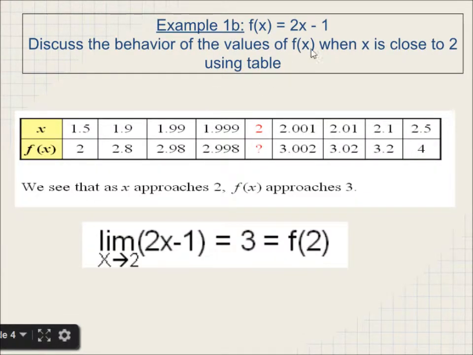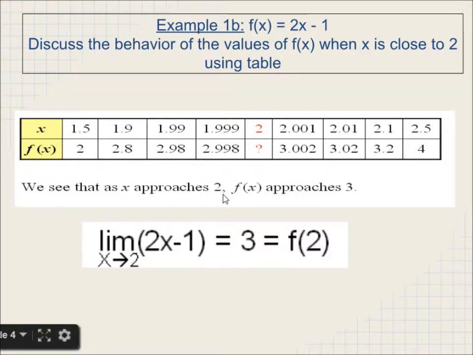Discuss the behavior of the values of f(x) when x is close to 2 using a table. Using a table also, you can calculate by taking values which are closer to 2. So 2 is in the middle, we took values 2.001, 2.01, 2.1, 2.5, and on the other side of 2, less than 2, are 1.999, 1.99, 1.9, 1.5. When you put these values into the function f(x) by replacing x, you get the y value, that is the function value. If you calculate, you will get these values.